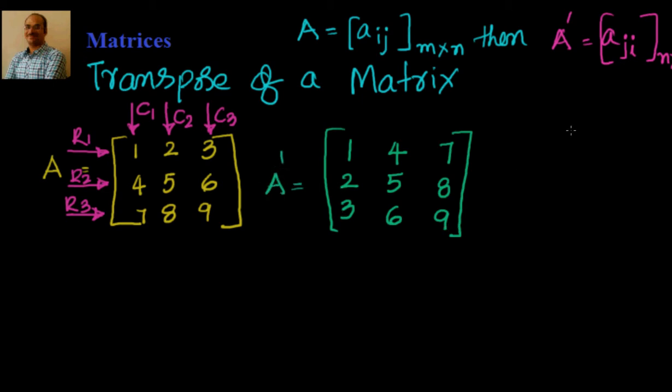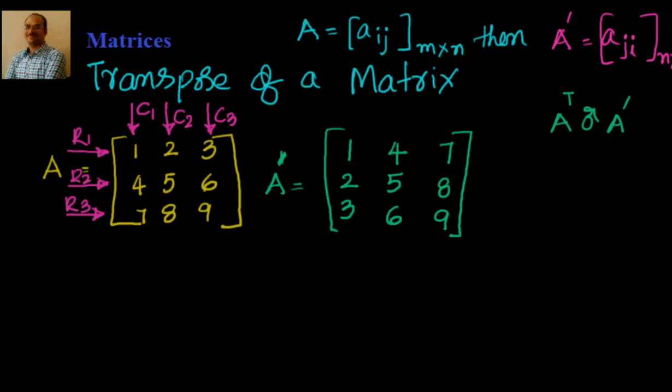And the transpose of a matrix is given by either A to the power of t or A to the power of prime, which tells us that it's a transpose of a matrix. Very simple concept. There is nothing in it, right? What you have to do is interchange the rows and columns of a matrix, and then it is called a transpose of a matrix.